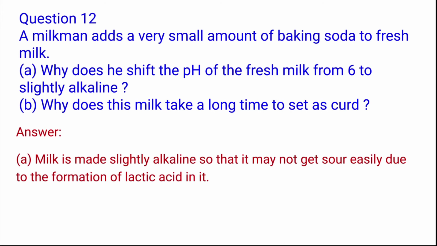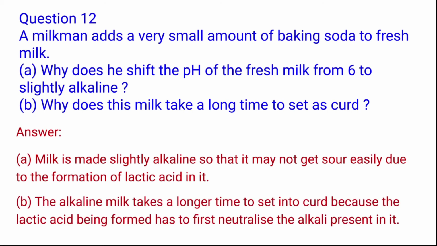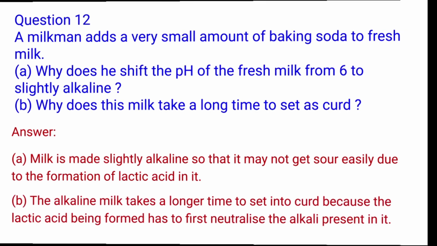Milk is made slightly alkaline so that it may not get sour easily due to the formation of lactic acid in it. And the alkaline milk takes a longer time to set into curd because the lactic acid being formed has to first neutralize the alkali present in it. So that's why milkman adds a small amount of baking soda into it.